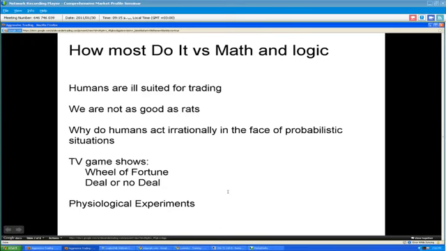Okay, so the first thing we want to notice is that humans are ill-suited for trading. The reason is that humans act irrationally in the face of probabilistic situations. And there are many, many examples of that. It's the whole reason that there's a science of behavioral economics.